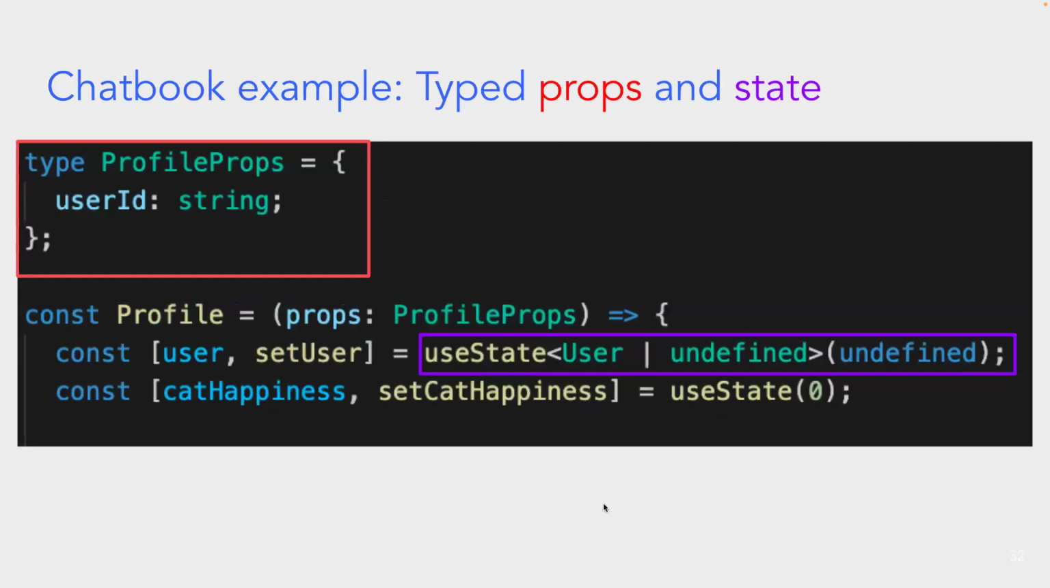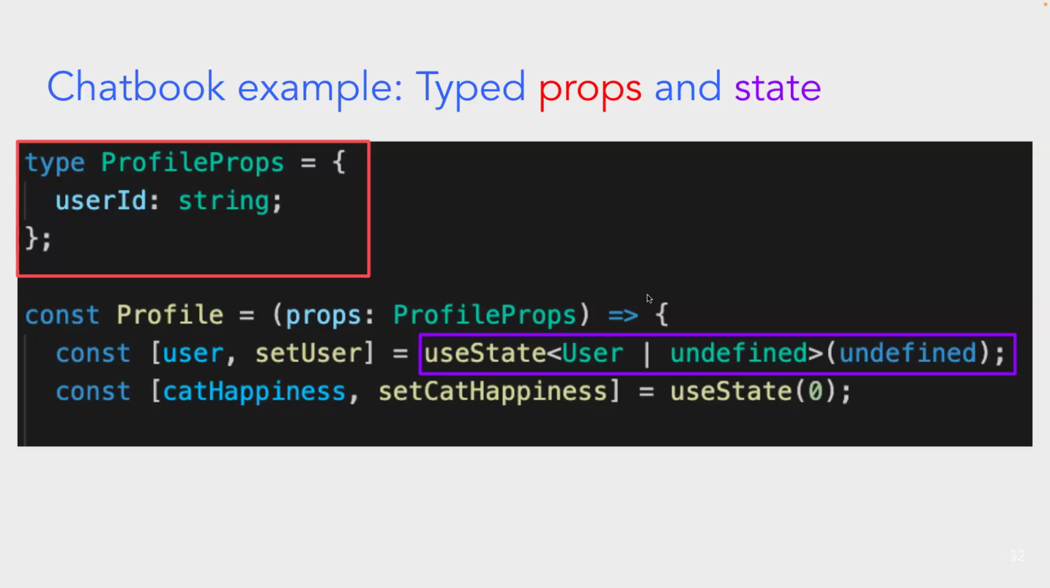Okay, so since we just worked with Chatbook, let's look at a Chatbook example in TypeScript. The nice thing about TypeScript is that you can have typed props and states. For our props, we can define a custom type for our props, and we can also define the types of the properties under that prop. So if we have our Profile function here that takes in our props, then we know exactly that the props are of type ProfileProps, and we know exactly what properties are under this prop.